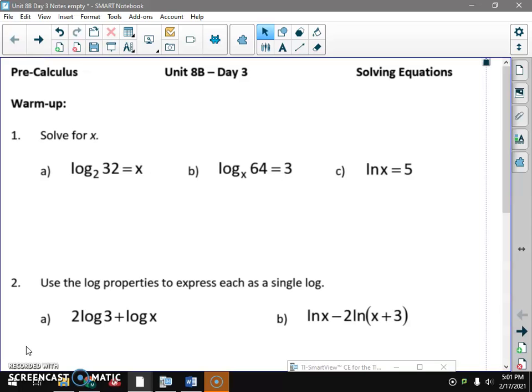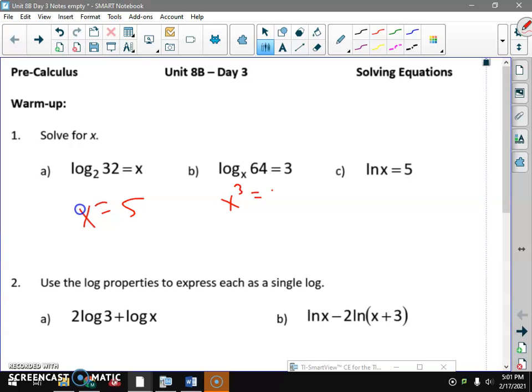So again, a little mad minute. Log base 2 of 32 equals x. 2 to what power? x equals 5. Hopefully this is coming quick to you now. Log base x of 64 equals 3. What cubed equals 64? Must be 4.